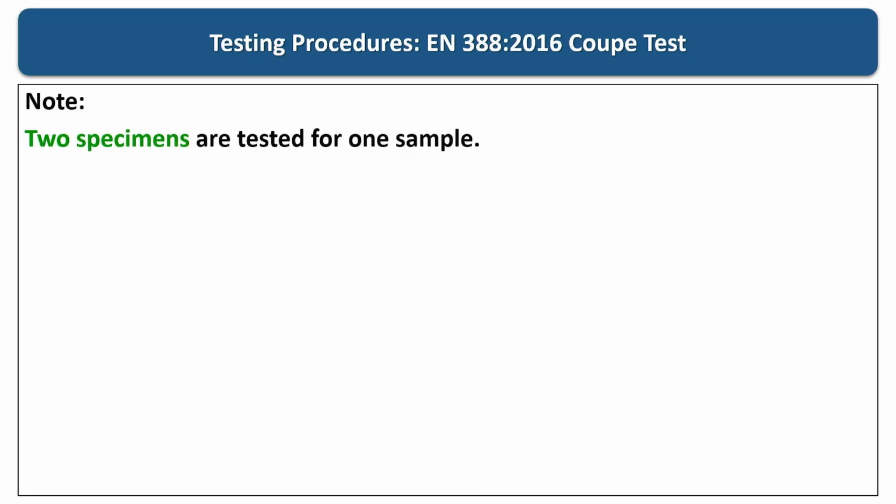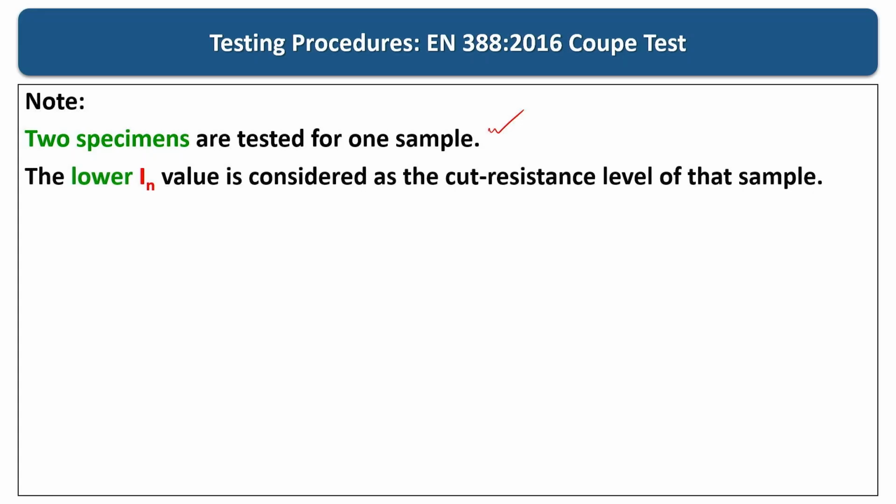So, 2 specimens are tested for one sample and the lower In value is taken. In is calculated for one specimen by taking the 5 readings, and similarly 2 specimens are tested from different places. We get 2 specimens, and whichever value is lower is considered the cut resistance level. That means, to have better protection and to get a more authentic, reliable result, we take the lower value.